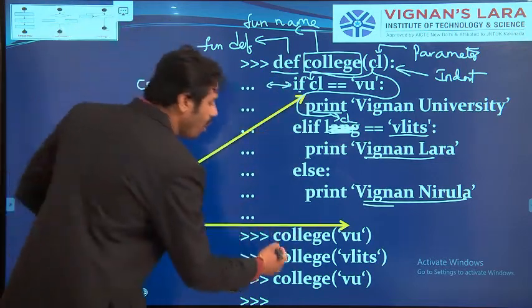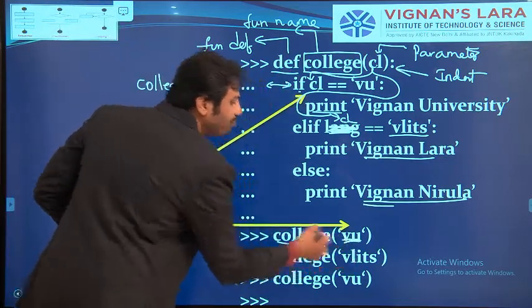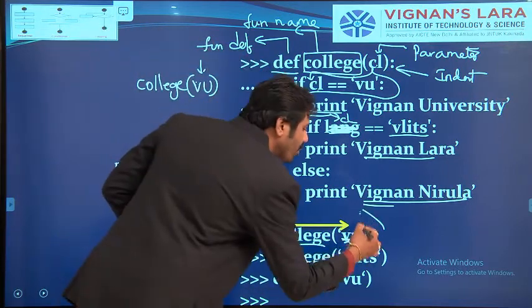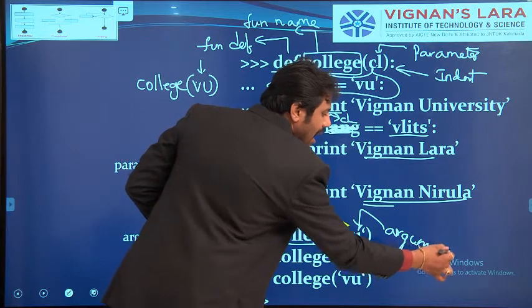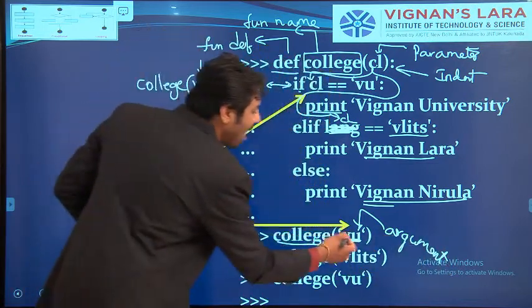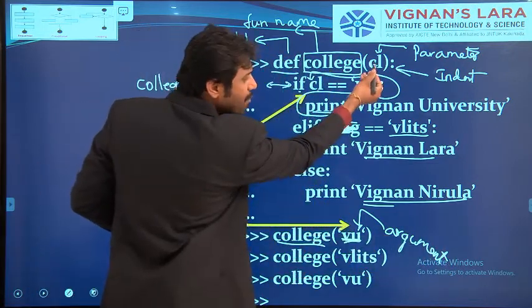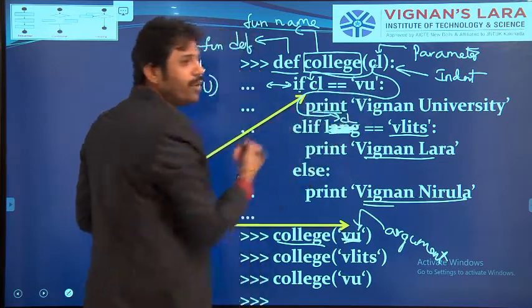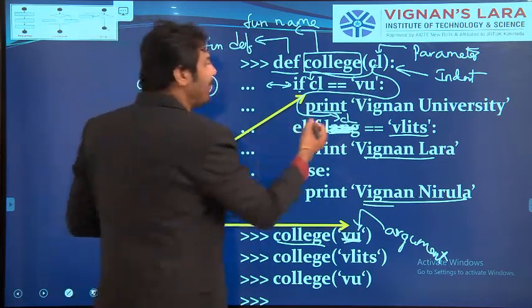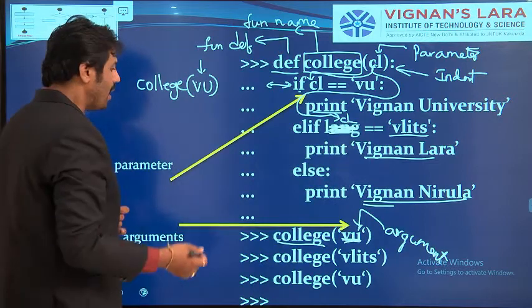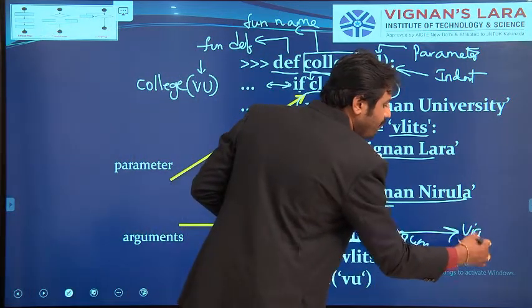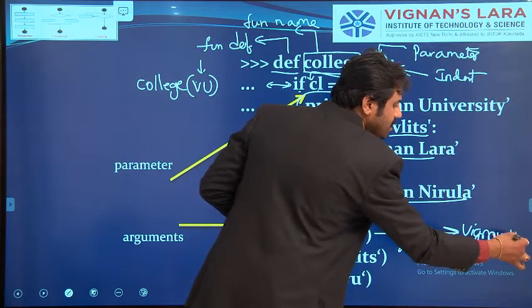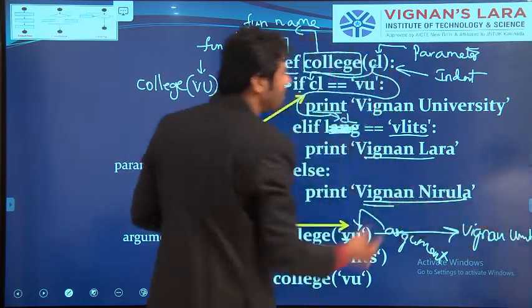So let us see the bottom code. College VU. What is VU? VU is an argument. I passed my argument as VU. VU came here. CL equals to VU. Yes, it is true. It prints Vignan University. So for this, our output is Vignan University.